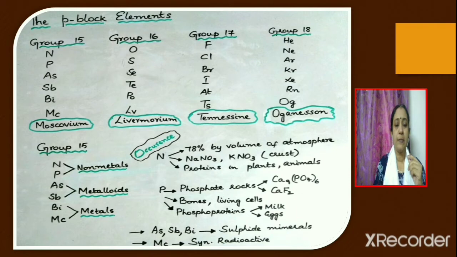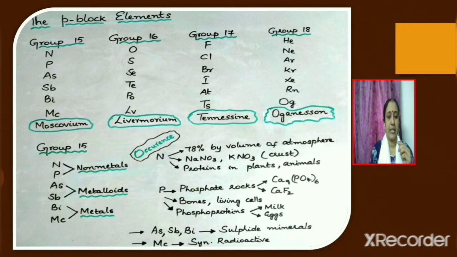Group 16 elements are oxygen, sulfur, selenium, tellurium, polonium and livermorium. Group 17 elements are fluorine, chlorine, bromine, iodine, astatine and tennessine. Group 18 elements are helium, neon, argon, krypton, xenon, radon and oganesson. So let us start with group 15 elements.